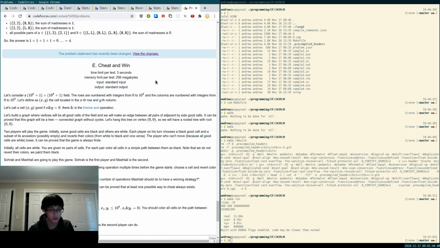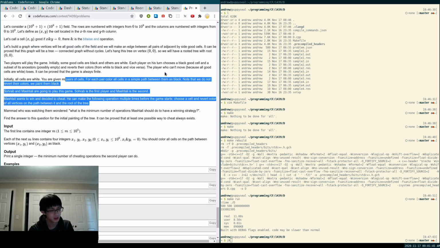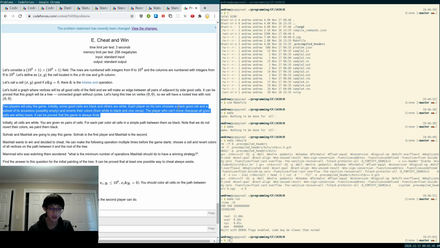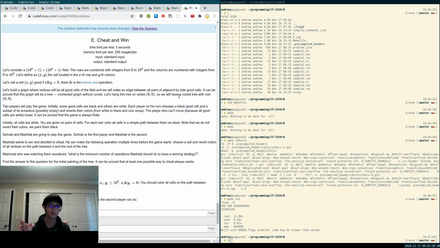The last one is problem E, Cheat and Win. This problem is about a two-player game on a tree. There's a two-player game on the tree where some nodes are black and you can flip things. They give you some paths on the tree to mark as black, and then you're asked to say something about how you can win. I won't talk too much about the details. I think the editorial probably does a good job of describing it, but I'll talk about two things.